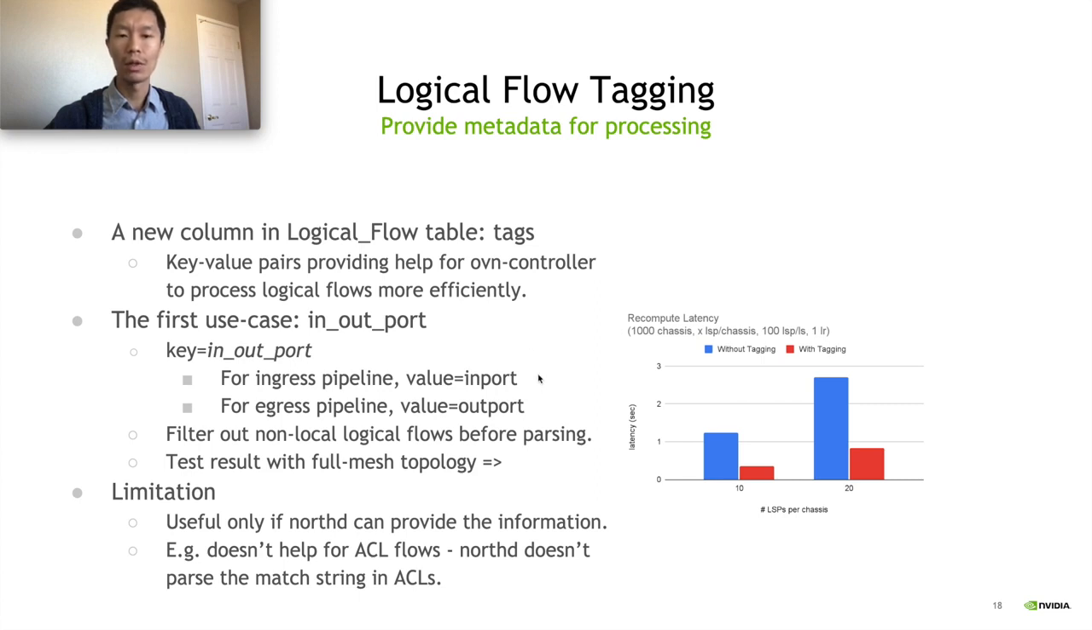When ovn-northd fills such information in the match condition for inport or outport, it can add this information in the tags so that ovn-controller can filter out non-local logical flows before parsing the logical flow strings. This would avoid a lot of processing waste on ovn-controller. And the test result shows significant improvements with this approach.